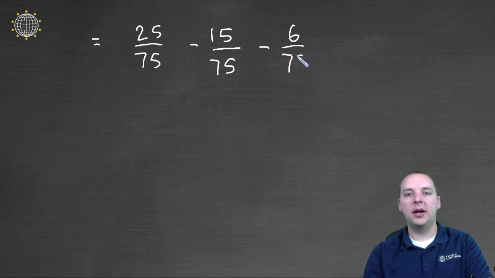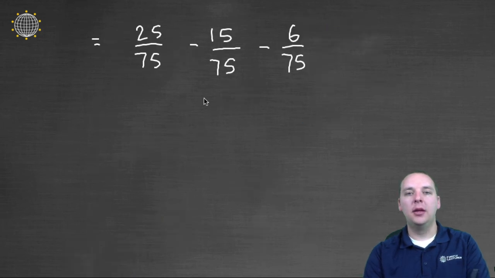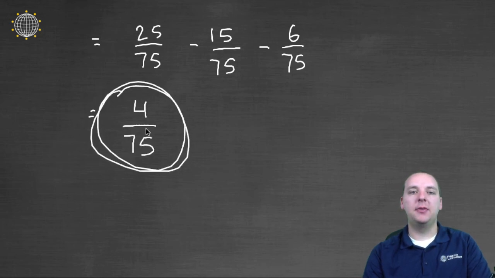6 over 75, which is 2 over 25. I multiplied both by 3. I have a common denominator. 25 minus 15 is 10. 10 minus 6 is 4 over 75. And that's my final answer.